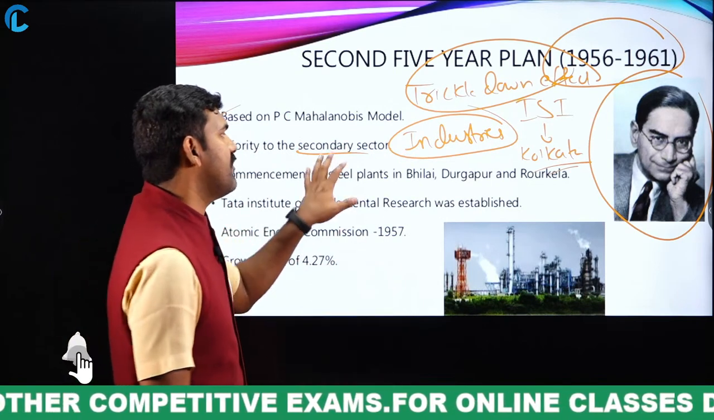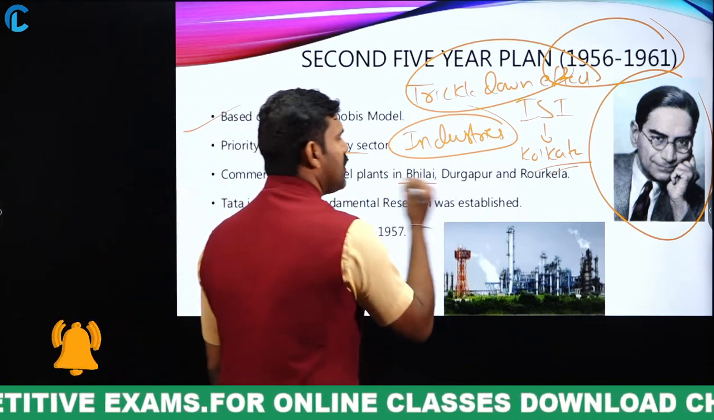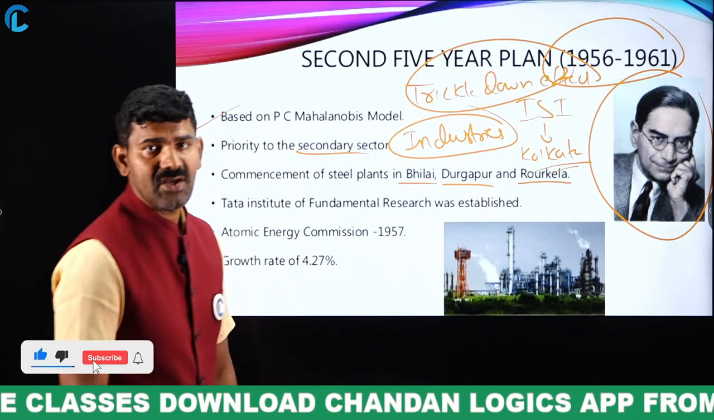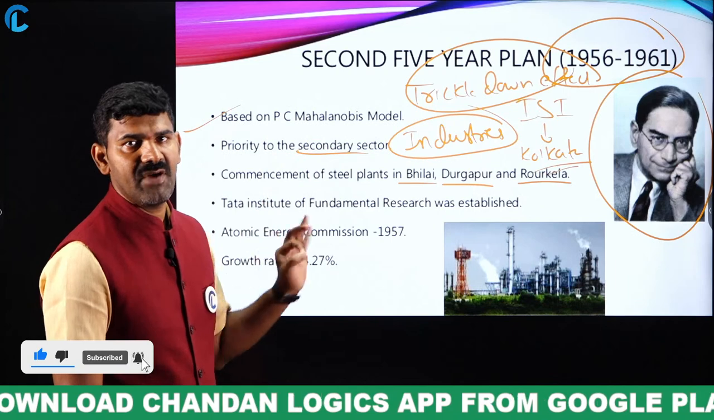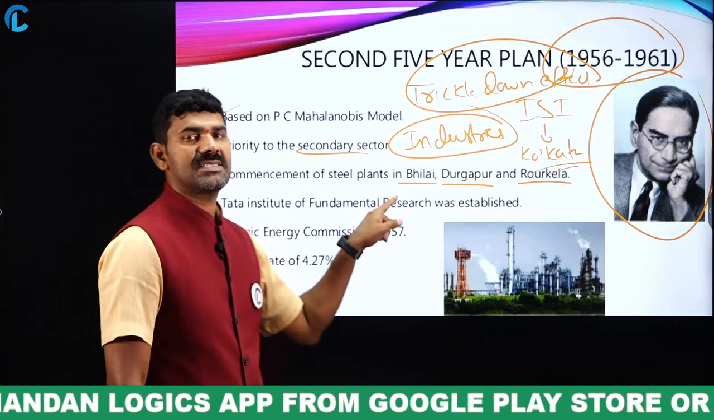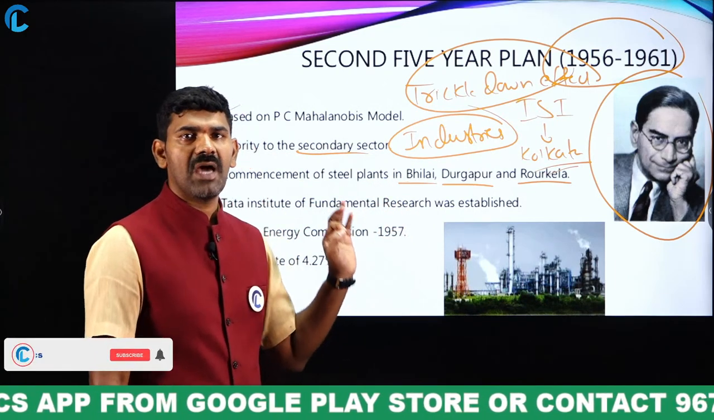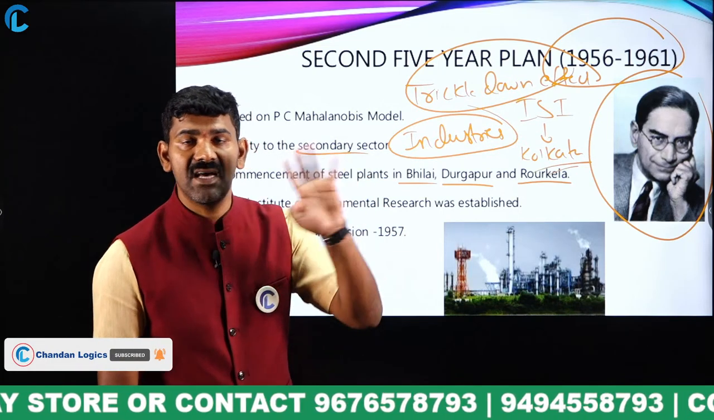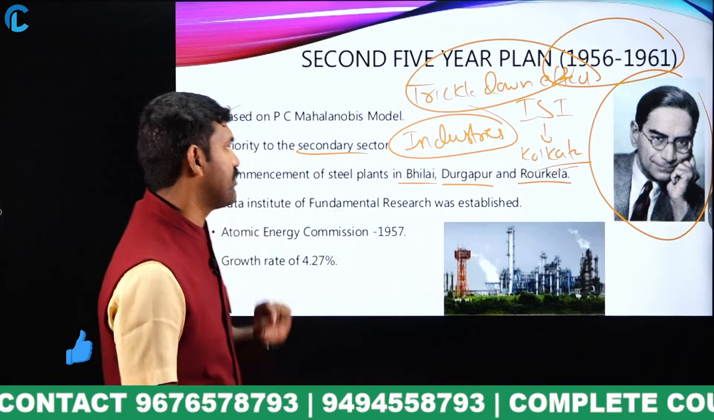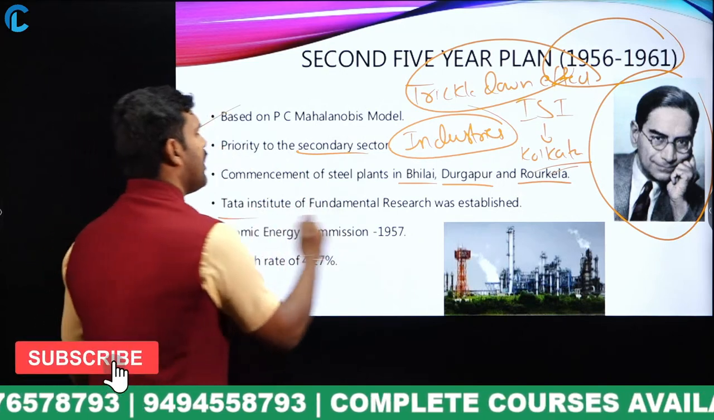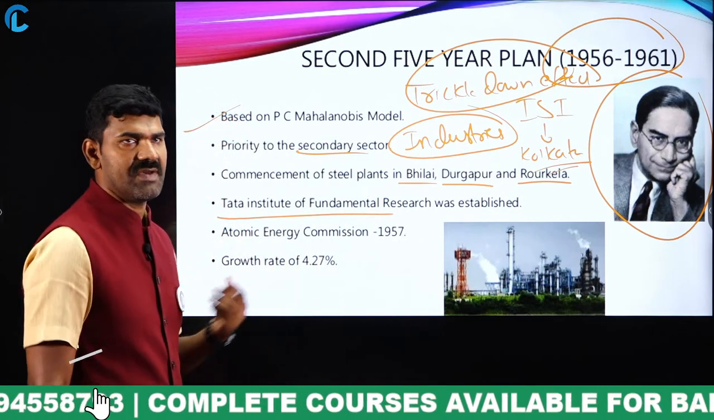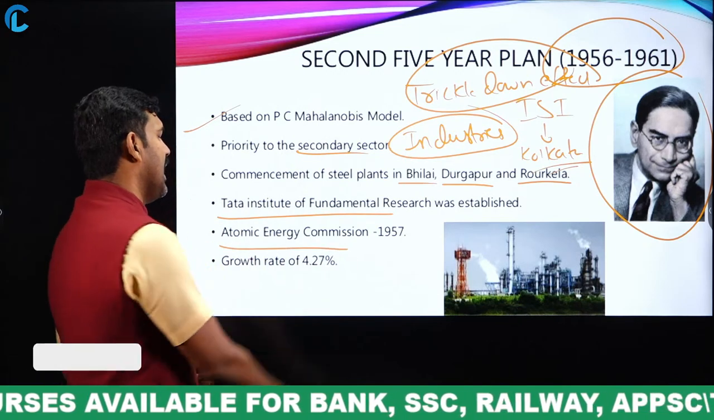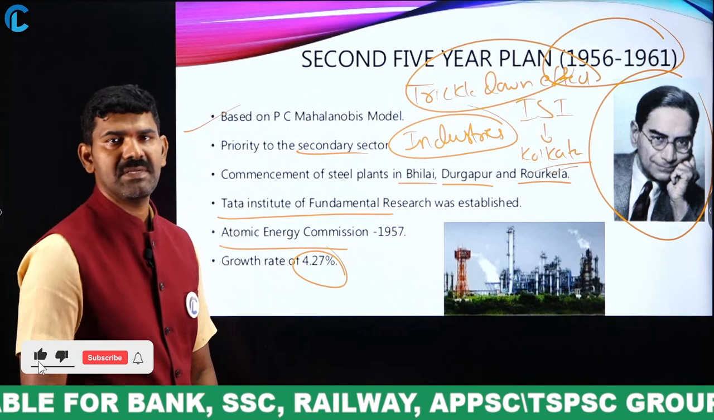And very, very important, during the second 5-year plan only, Bhilai steel plant, Durgapur, Rourkela steel plant, all these three also came into existence. Many times this question has come in the examination. Bhilai, Durgapur and Rourkela came into establishment during which 5-year plan? The answer is second 5-year plan. And one more important thing, TIFR, Tata Institute of Fundamental Research, also was established during the same period. Atomic Energy Commission came into existence and we have achieved a growth rate of 4.2%.